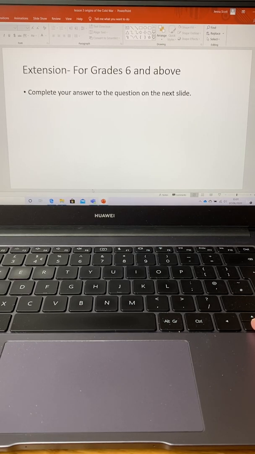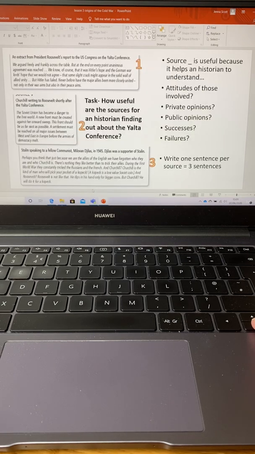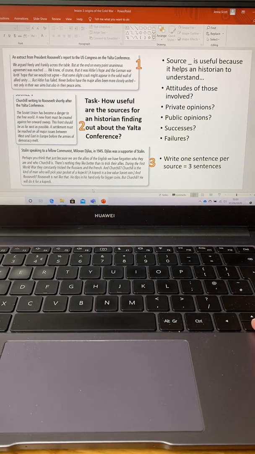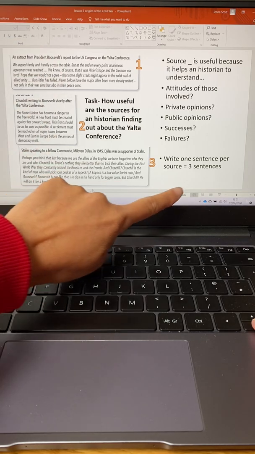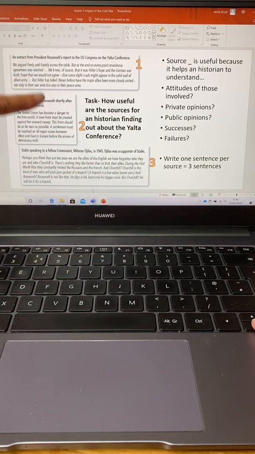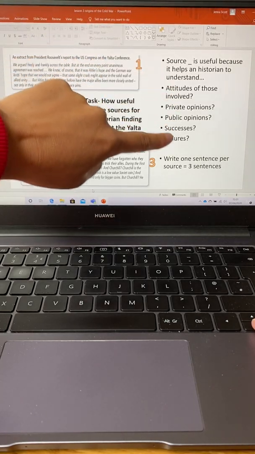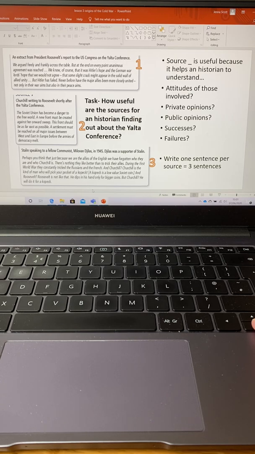Then we've got our grade 6 and above task. So thinking about our GCSE style questions, how useful are the sources? So 1, 2, 3, they're your sources. For an historian finding out about the Yalta Conference. So we're only looking for one sentence to be written about each of these, so only 3 sentences in total. I've given you a little bit of structure there and some ideas to think about. Right, we're not looking for loads and loads on that. And that concludes lesson 3 on the origins of the Cold War.